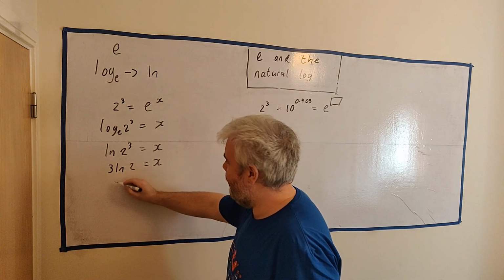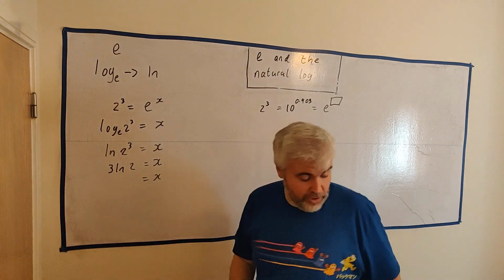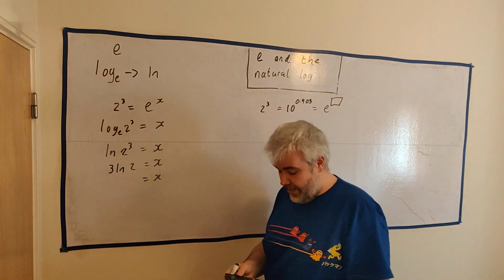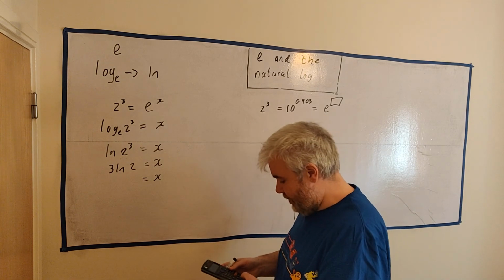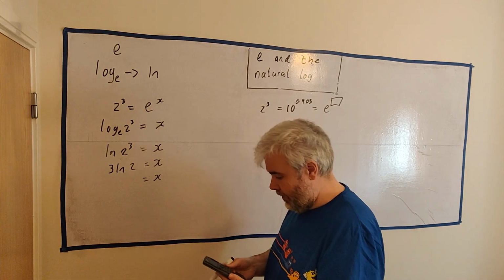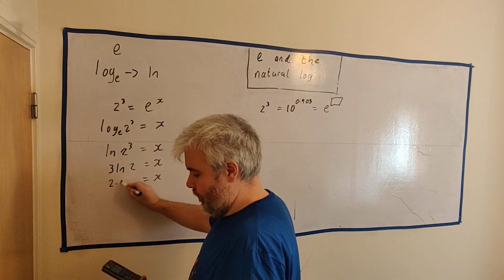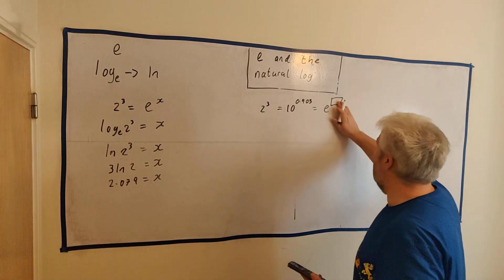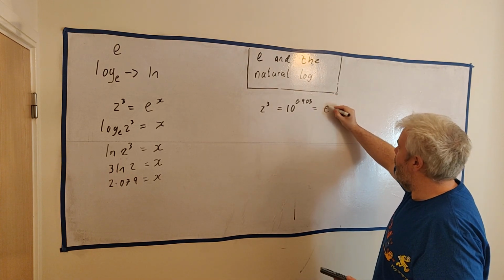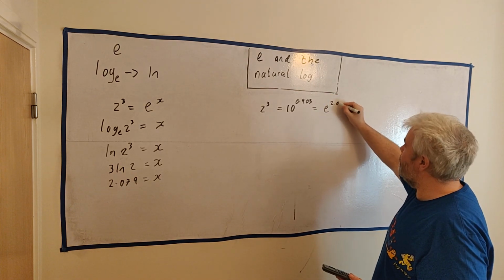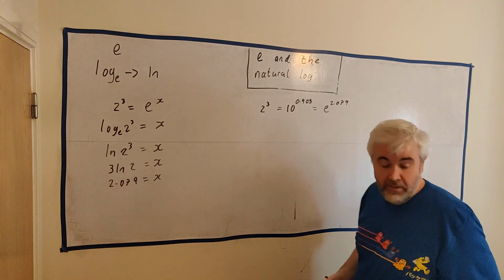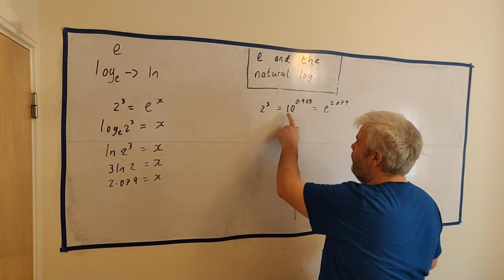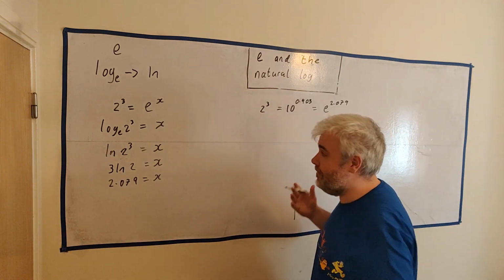Equals x, and let me check what number it is. The calculator has its own button for this. Again, it happens so often, it has its own button. This number is 2.079. Again, that's 3 decimal places. So instead of dealing with base 2 or base 10, we like just dealing with base e.